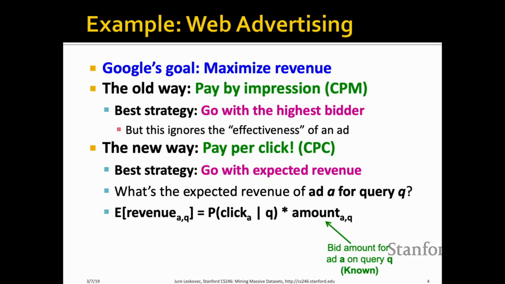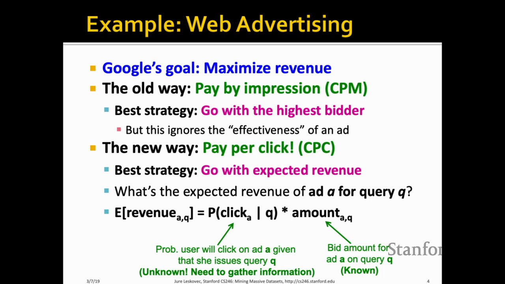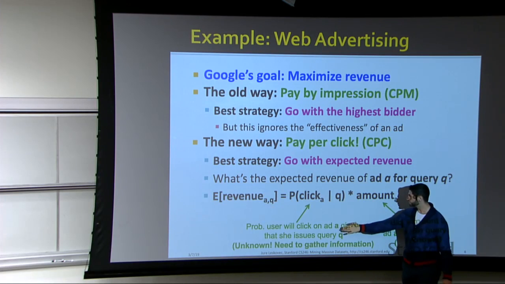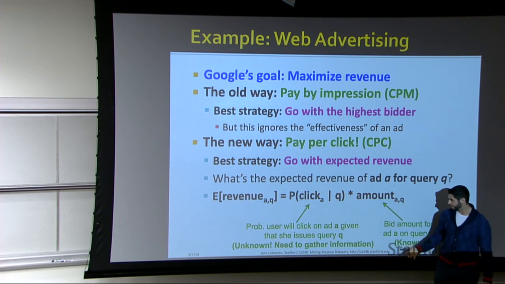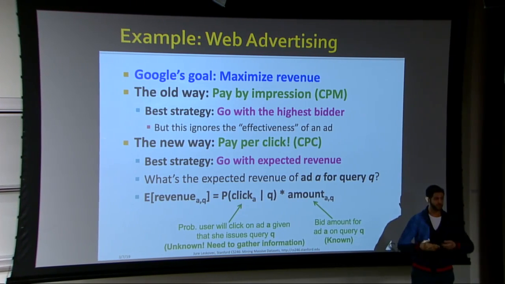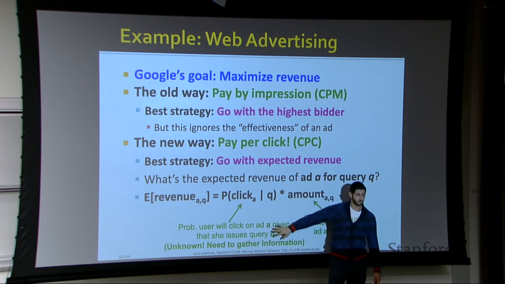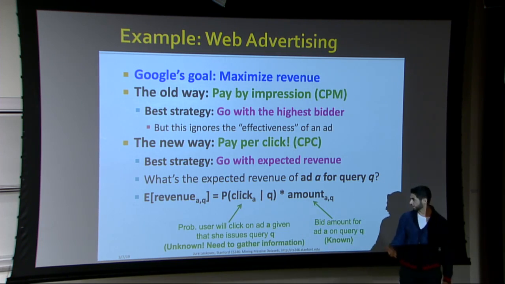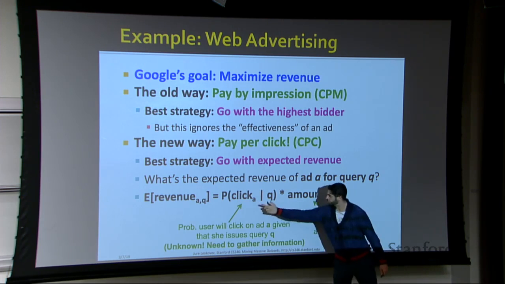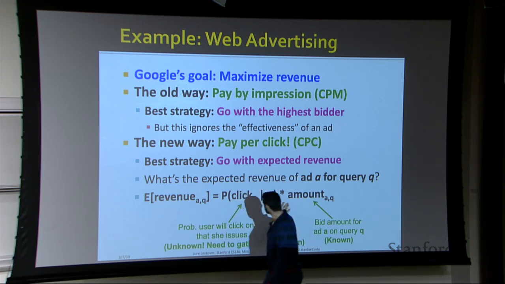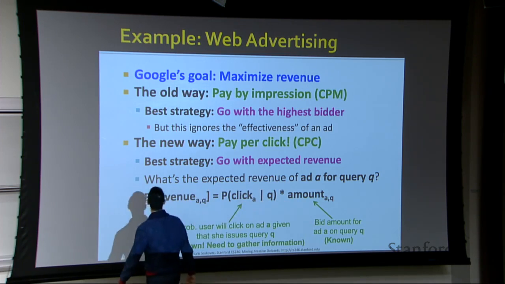The problem with this very simple equation is that the right side, the amount, is known, okay? The bid amount for an ad A, given the query Q, is known because we are bidding for that, right? Conversely, this probability here is unknown. The probability that a user will be clicking on a specific ad is unknown. We don't know, we have to test it over time, okay? The idea here is, as we were saying before, we're going to be showing this ad and logging all the user actions, and we're going to be able to figure out the conditional probability here, okay? So this is the core of what we're going to be talking about today.